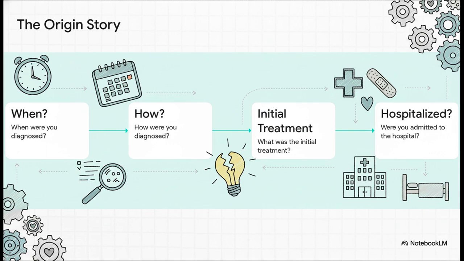When gives you the timeline. Have they been dealing with this for 5 years or 50? How tells you a ton. Was it just a random finding on a routine blood test, or was it a dramatic, full-blown emergency? And finding out the initial treatment and whether they were hospitalized gives you an immediate sense of the severity right from the get-go.